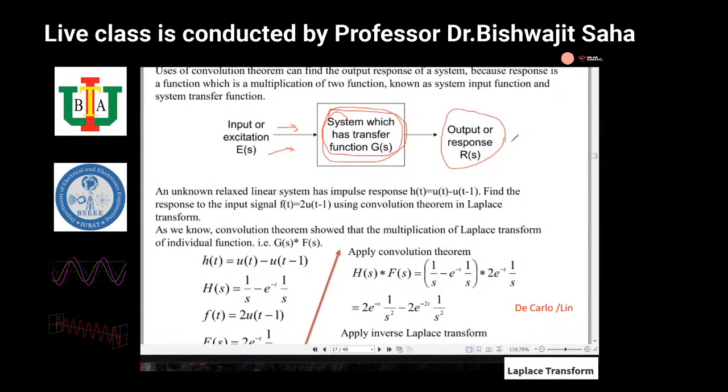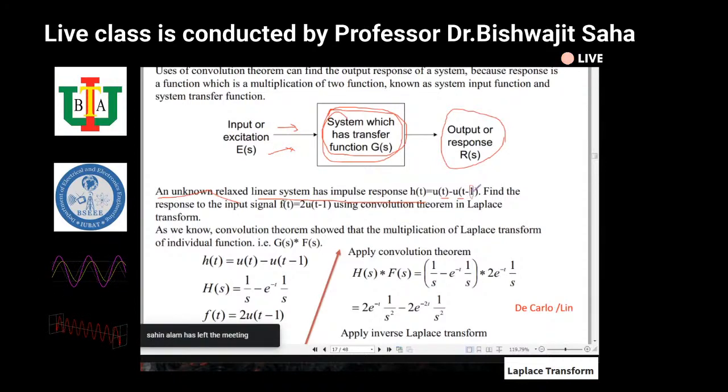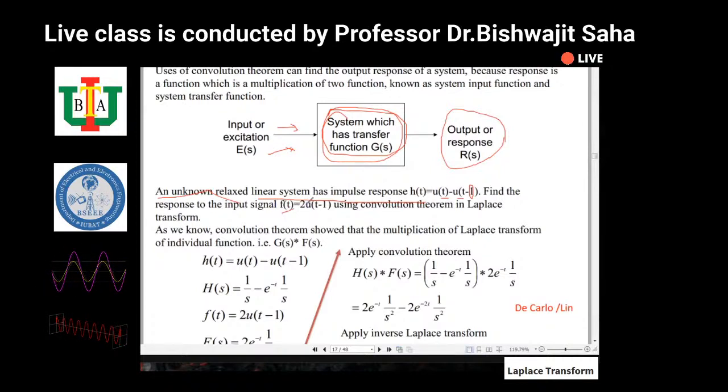So here are two examples. One is an unknown relaxed linear system with impulse response h of t equals u of t minus 1. That means there are two functions here, right? One is u of t, the unity step function. The other is also a unity step, but a 1 second delay occurs, t minus 1. Then find the response to the input signal f of t equals 2u of t minus 1 using the convolution theorem and Laplace transform.